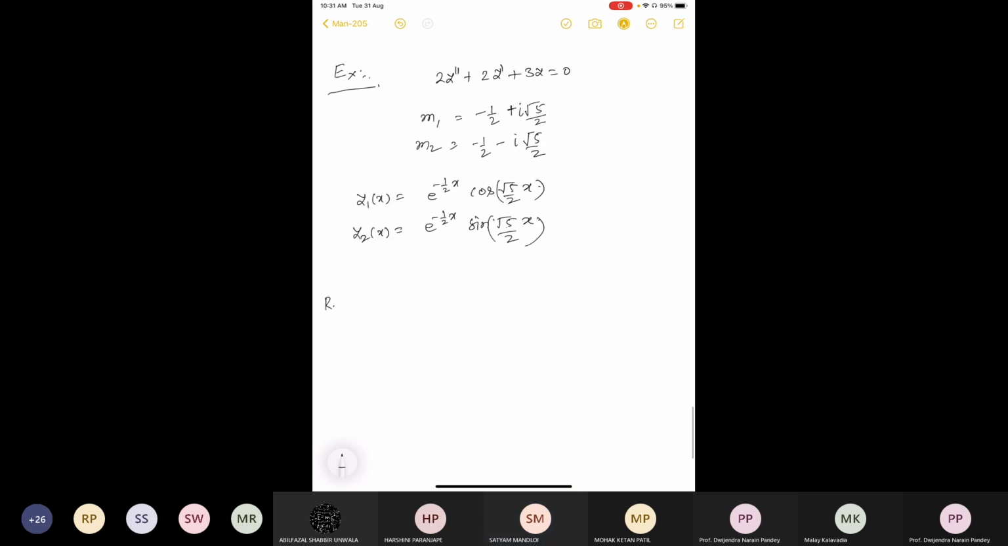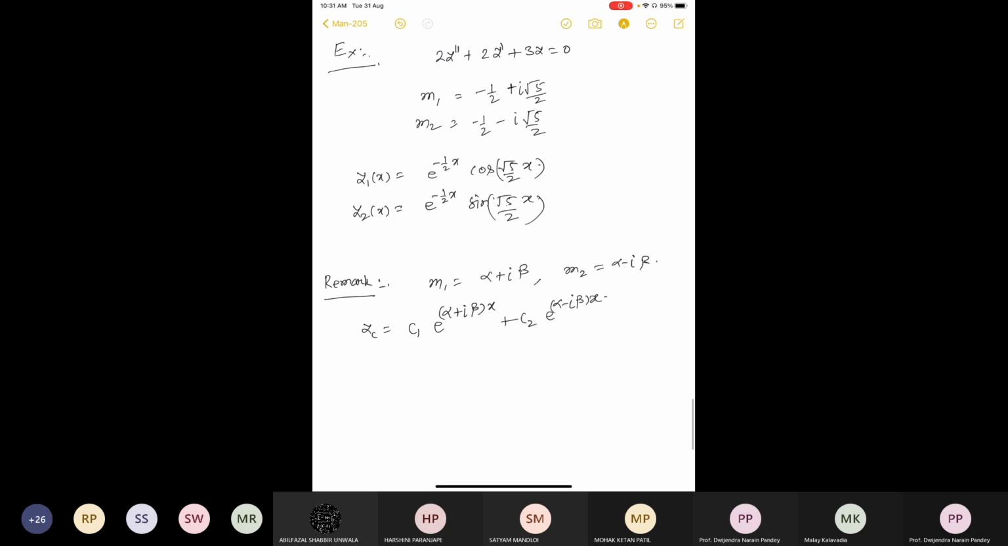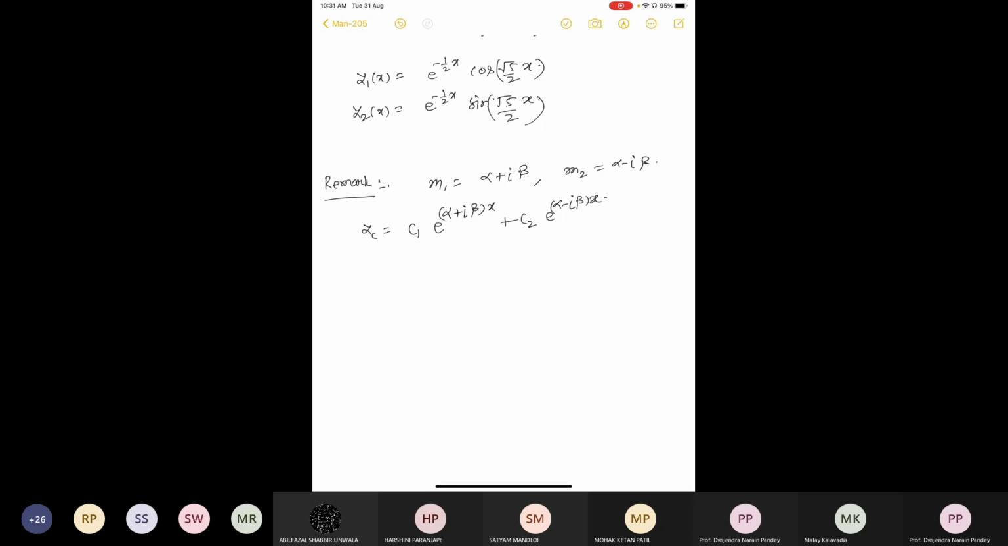Now here I just want to put a small remark that in case of complex roots we have several kinds of rules. Let us say m1 equal to alpha plus i beta and m2 equal to alpha minus i beta. So one solution which I can write is a complex solution: c1 e to power (alpha plus i beta)x plus c2 e to power (alpha minus i beta)x. This is one way to write down the general solution.